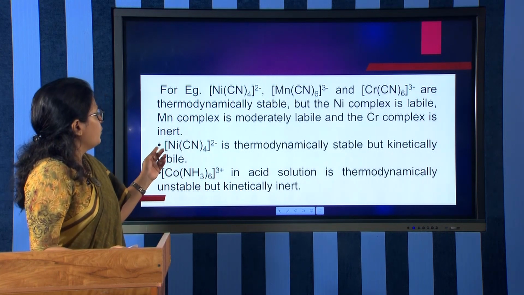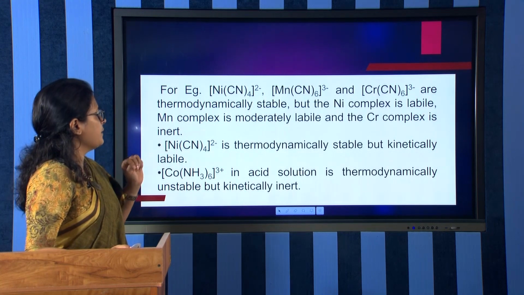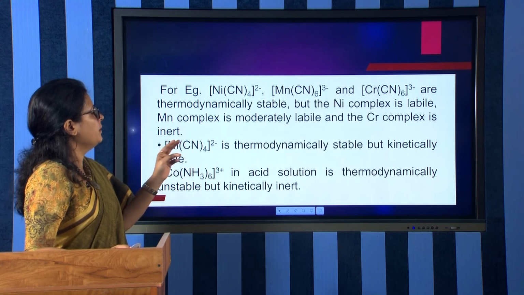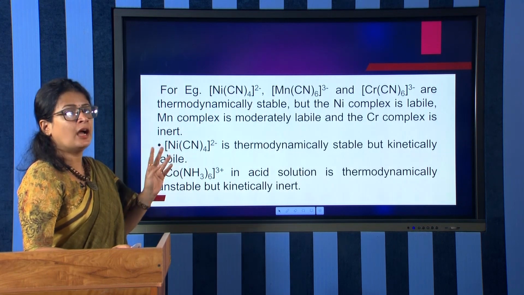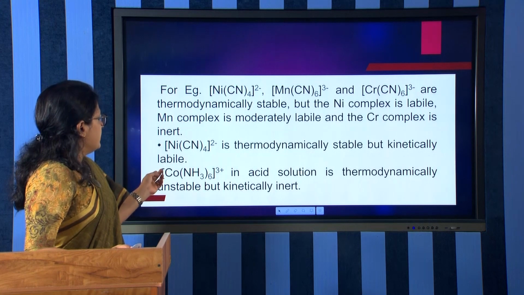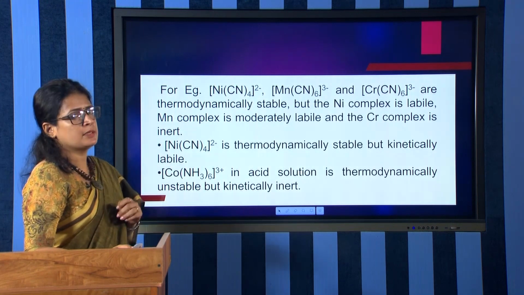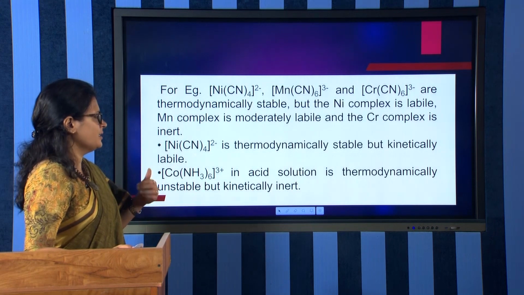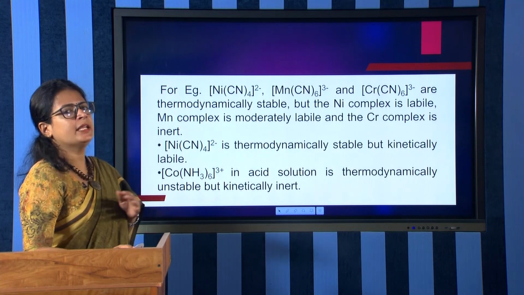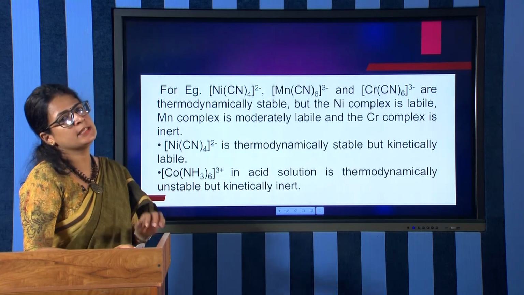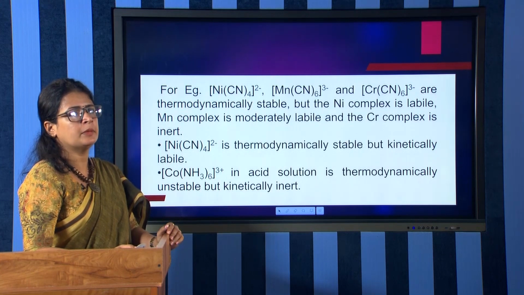The first complex, Ni(CN)4 2-, is thermodynamically stable, but it is kinetically labile. That is the irony. In another example, Co(NH3)6 3+, this complex in acid solution is thermodynamically very unstable, but kinetically it is inert. So, that is the difference between kinetic stability and thermodynamic stability.